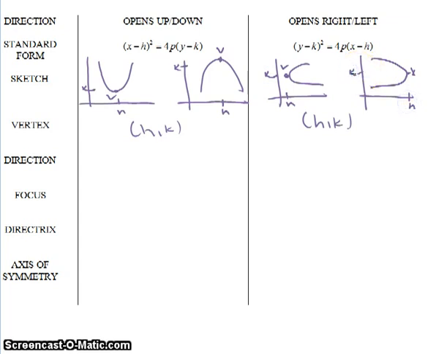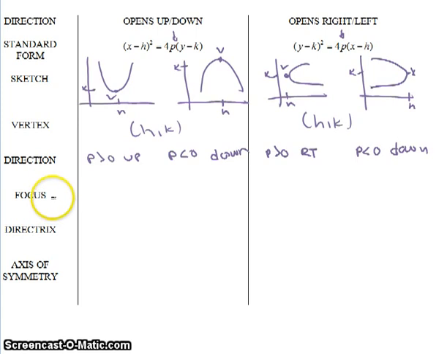Now we know the direction: you have a P value in your equation. If P is bigger than 0, it opens up. If P is less than 0, it opens down. And likewise, if P is bigger than 0, it opens to the right, and if P is less than 0, it opens to the left.